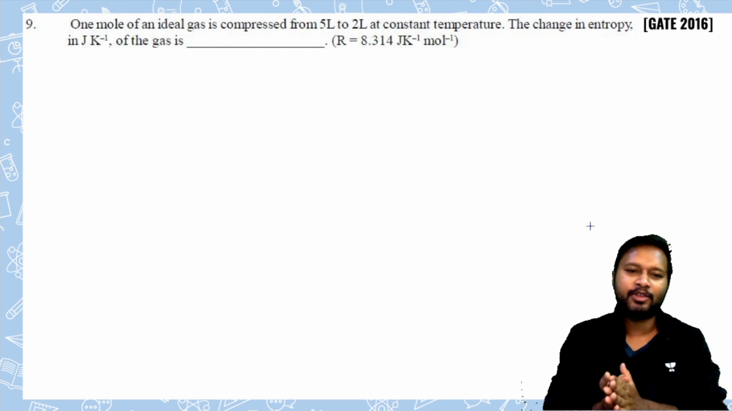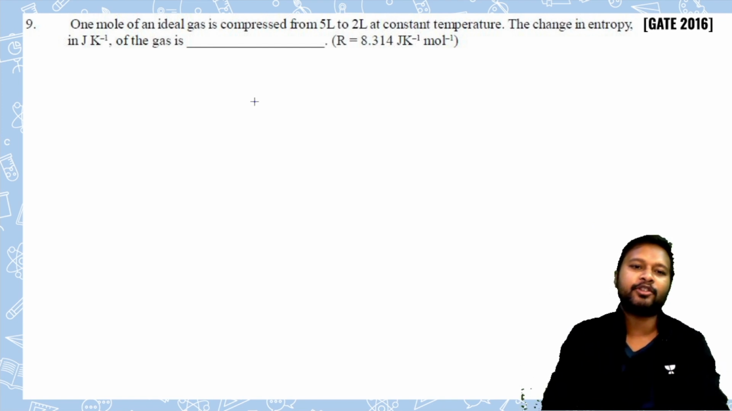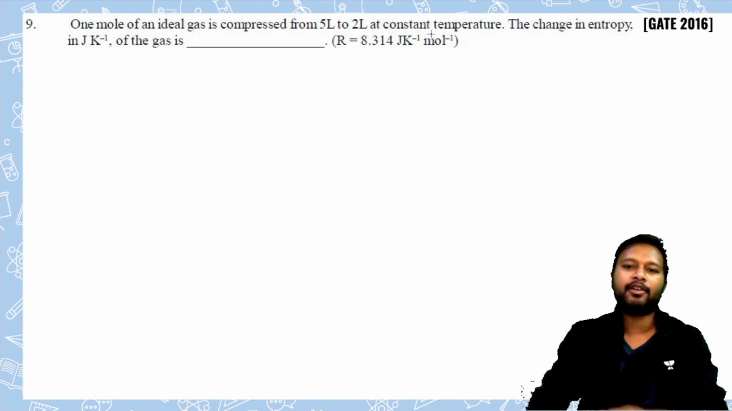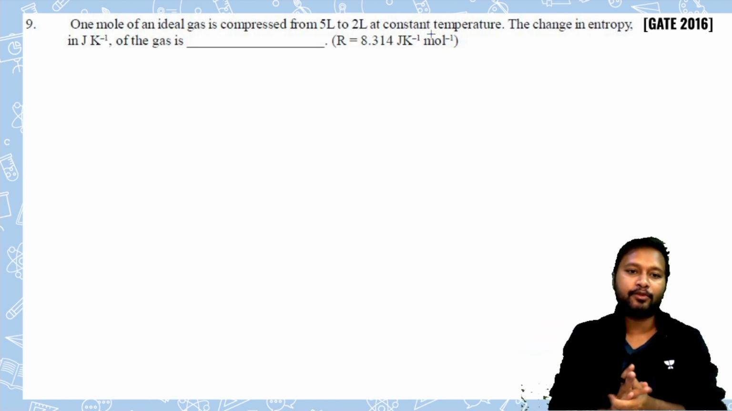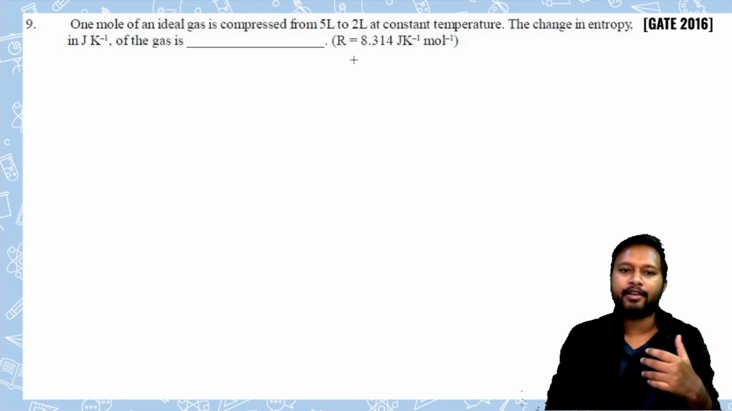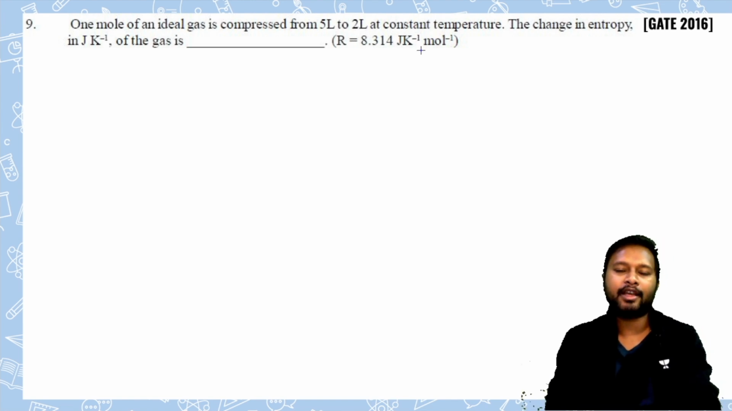It was asked in GATE 2016. Pretty simple and straightforward question. 1 mole of ideal gas is compressed from 5 liters to 2 liters at constant temperature. The change in entropy is what they are interested in. R you can take as 8.314 joules per Kelvin per mole.